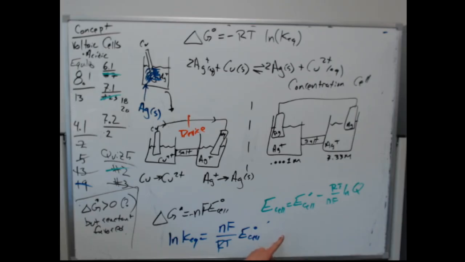E cell, the equilibrium value would be 1. So our E cell standard, right? Natural log of 1 is 0, so 0 cell standard. It's just the Q.